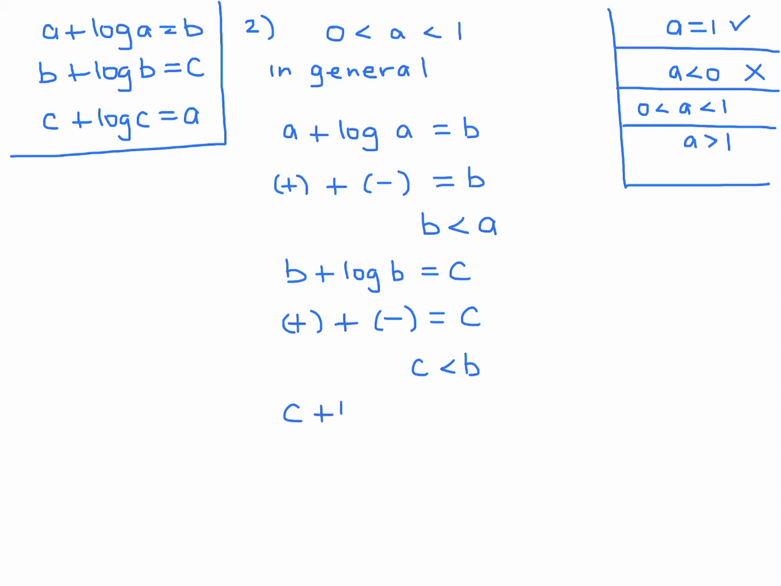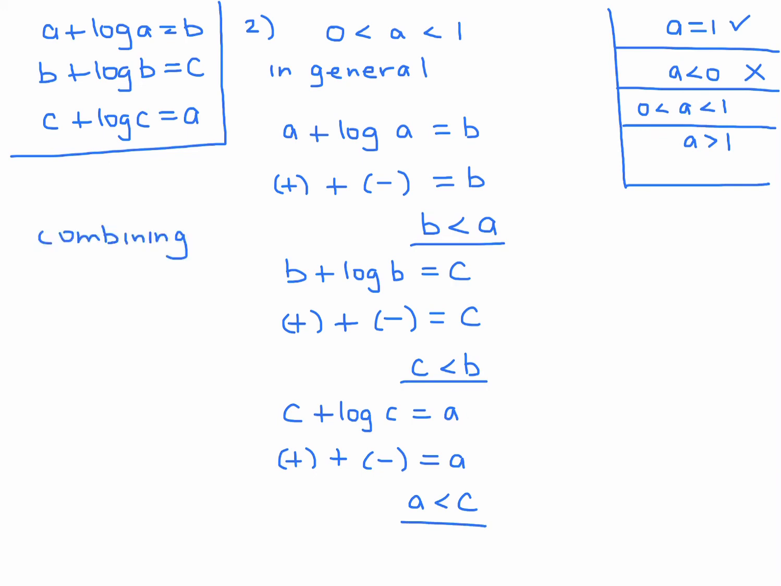That tells me that c plus log c is equal to a. Well, again, if c is less than b, then it's also less than 1. It's in this range, so it's some fraction. So that's going to be a positive number because it's greater than 0. But if you take the log of any number that's between 0 and 1, it results in a negative value. And therefore, a is going to be less than c. Same reasoning. Now, if you combine all of these, you get a is less than c, c is less than b, and b is less than a.